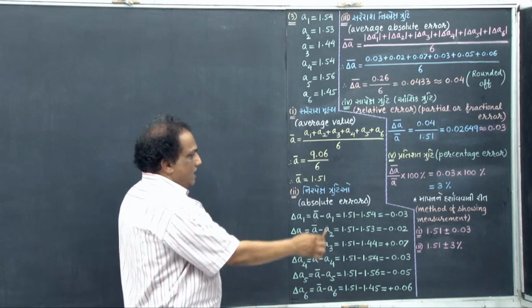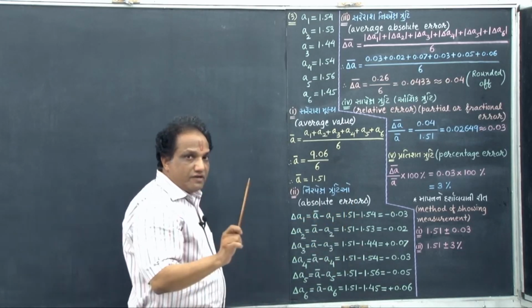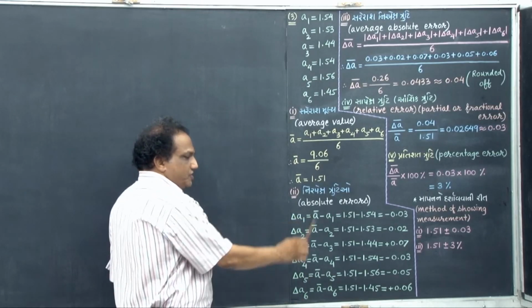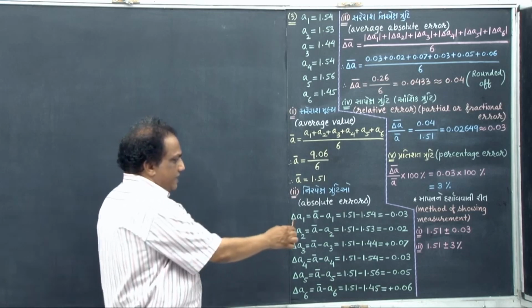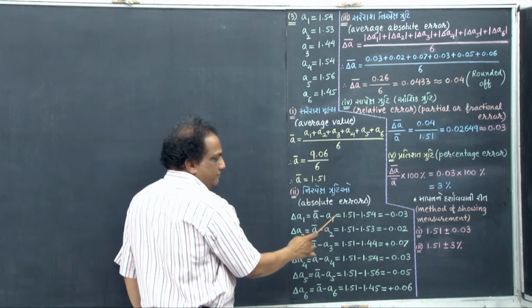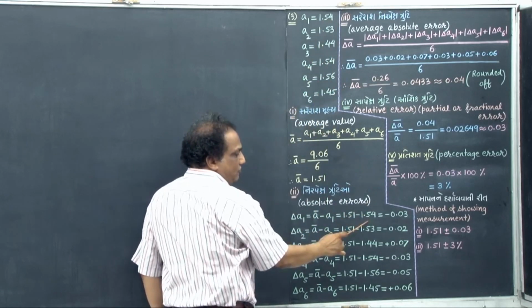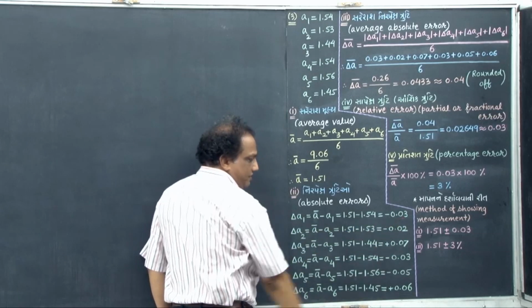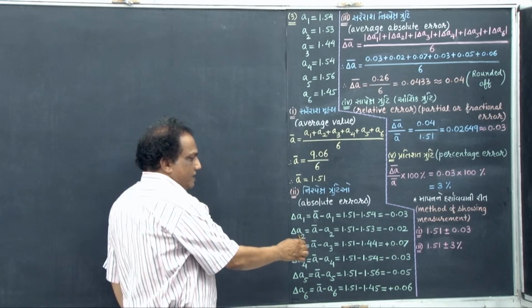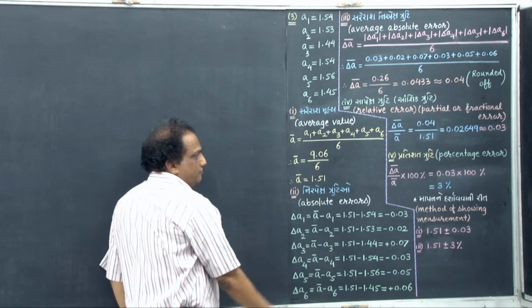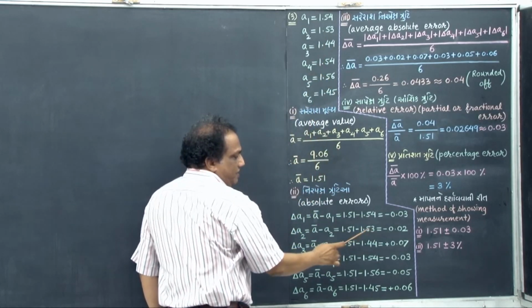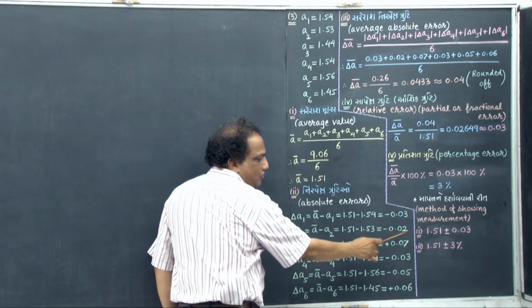Now let us find out absolute errors in different observations separately, independently. In the first observation, the absolute error is delta A1, it is A bar minus A1. A bar is 1.51 minus A1 is 1.54. Subtraction is minus 0.03. Similarly, absolute error in the second observation is delta A2 equals A bar minus A2. A bar is 1.51 minus A2 is 1.53. This minus this is minus 0.02.